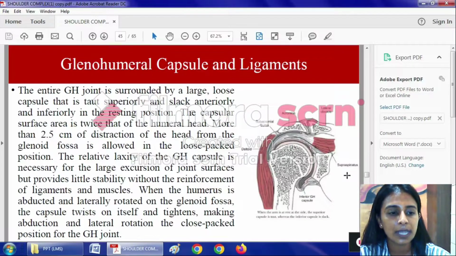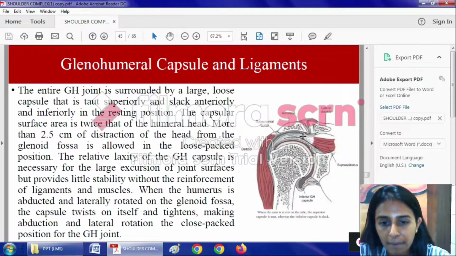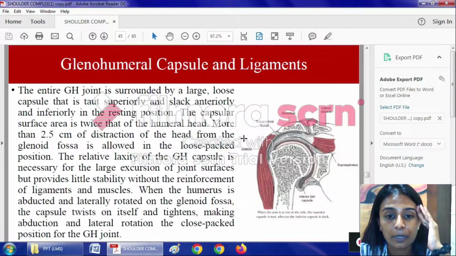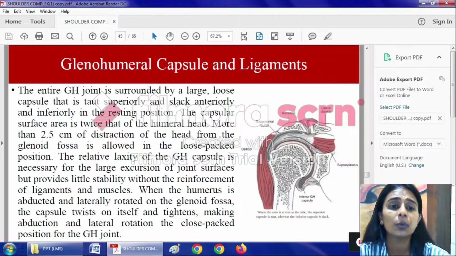When the humerus is abducted and laterally rotated on the glenoid fossa, the capsule twists on itself and tightens, making abduction and lateral rotation the closed packed position of the GH joint. This is the diagram in which inferior GH capsule, supraspinatus, lateral clavicle, acromion, subacromial bursa, and the deltoid muscle are shown. When the arm is at rest at the side, the superior capsule is taut, whereas the inferior capsule is slack. So this is all about the glenohumeral capsule and ligaments.